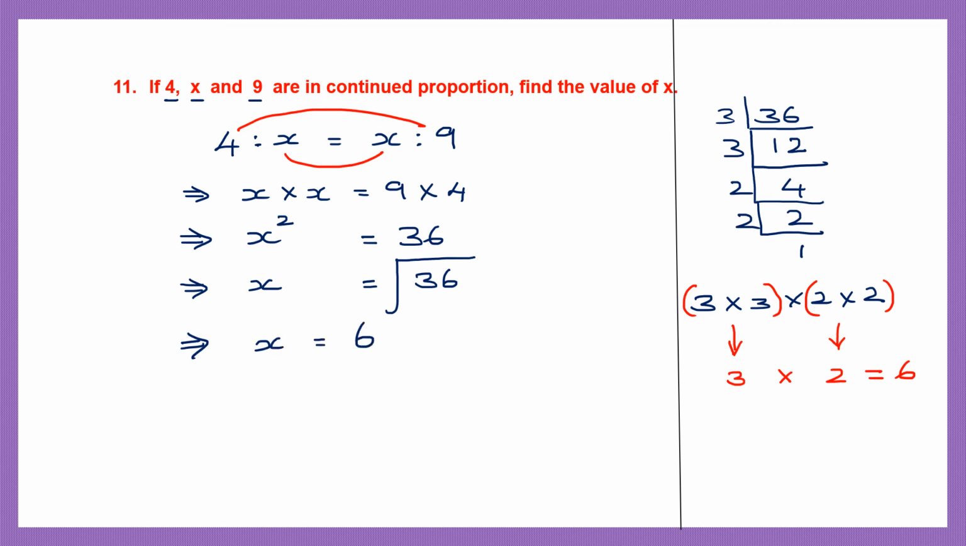Another way of finding out if x is the square root is to multiply x into x. That is x square. So 6 into 6 is 36. So here we have found the value of x to be 6.